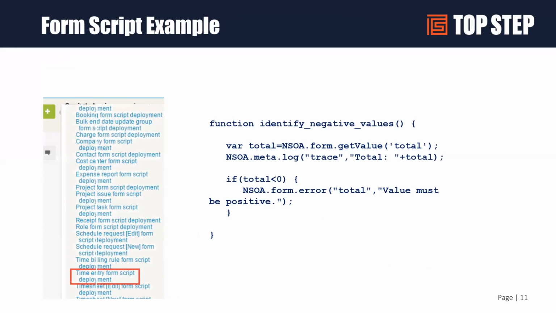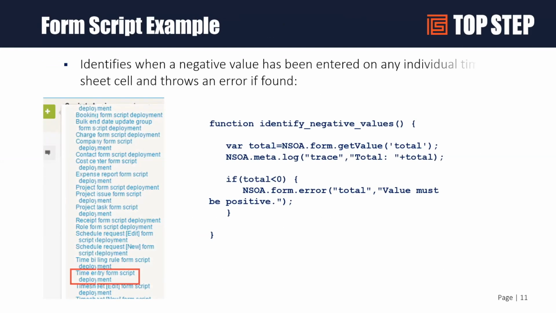Okay, so a form script example. Here we have a form script which identifies a negative value which has been entered on any individual timesheet cell and throws an error if found. What you see on your left is a list of the different form scripts that you can create scripts on. This one was created on the time entry form. And as you can see here, the function goes through and we've identified the function as identify negative values.